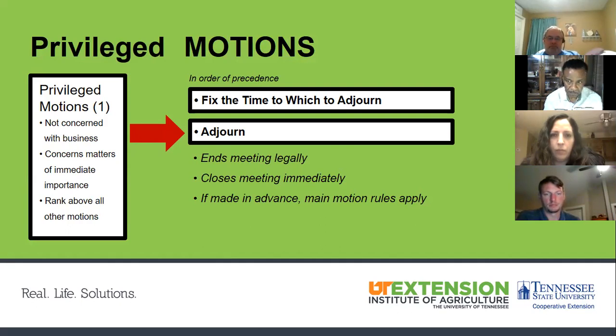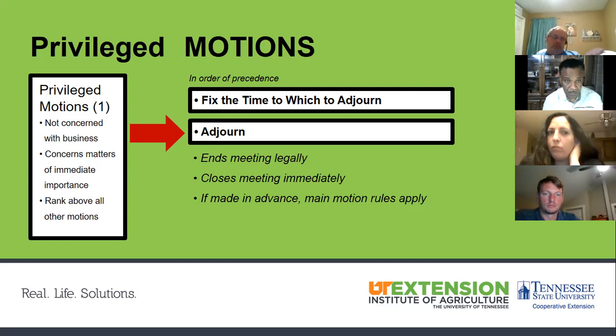It can be made when any other thing is pending except for the motion above it, the fixed time to which to adjourn. Outside of that one, anytime during the meeting, someone can make the motion to adjourn. It doesn't necessarily have to be at the end of the meeting. It ends the meeting legally. As soon as we vote on the motion to adjourn, if it passes, this meeting is over and we can have no other business taking place. So it does close the meeting immediately.